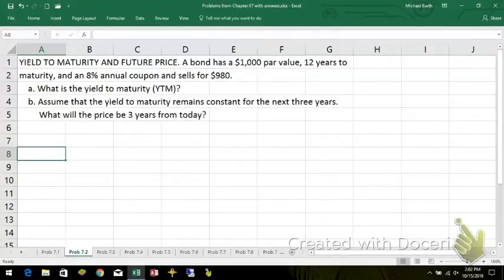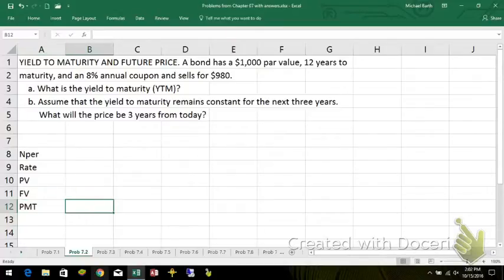This is problem 7.2 from Fundamentals of Financial Management by Brigham and Houston, concise 9th edition. This is calculating the yield to maturity. Again, bonds are simple time value of money problems. And when we say yield to maturity, we're talking about solving for rate.